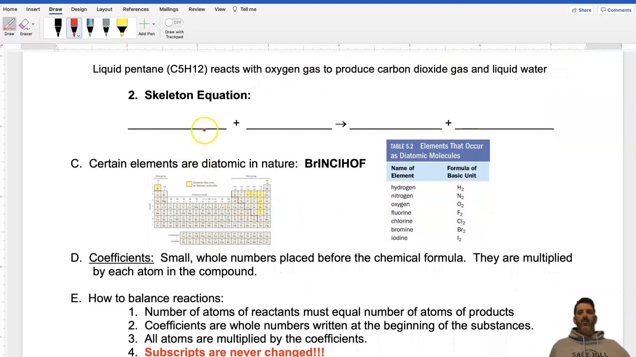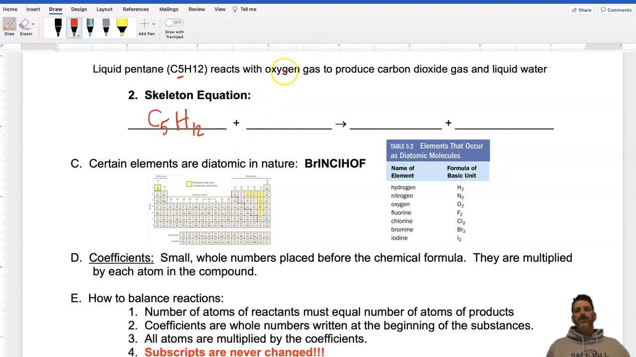So now let's look at a word equation, and let's see if we can write the skeleton equation. It says liquid pentane, C5H12. They are assuming you don't know the formula for pentane. If you're picking up on this, penta, the prefix for 5, means it has 5 carbons. If it was something like hexane, you would know that it has 6 carbons, or octane has 8 carbons. That's how you know how many carbons are in that compound.